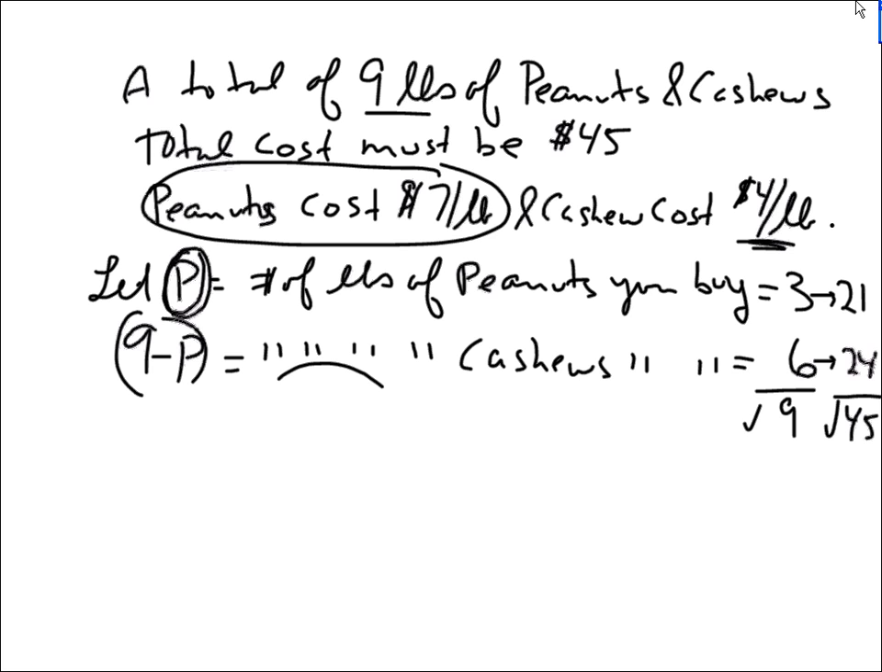Now, this problem is rock solid. We have no error in it. You have to check both. The number of pounds must be correct, must be 9, and the dollar amount must be correct, namely 45 in this problem. Let's try another one.